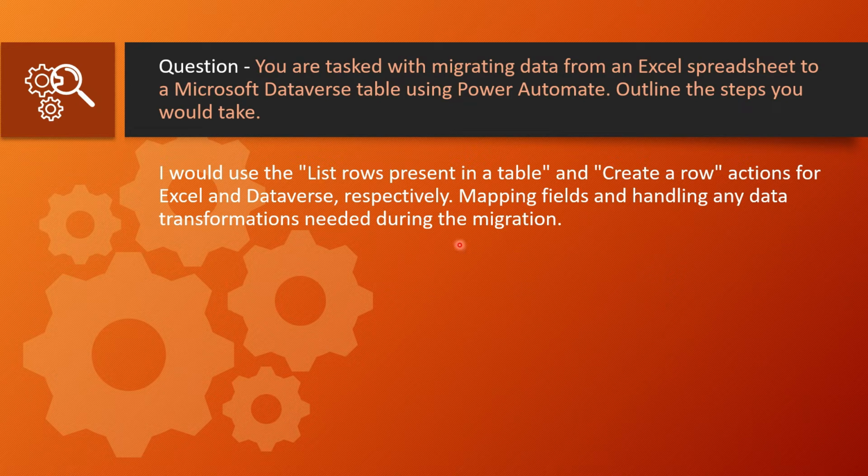For Excel, you will get the 'list rows present in a table' action, and for Dataverse you will find the create a row action in Power Automate. We need to map the fields and handle any data transformation needed during the migration from Excel to Microsoft Dataverse.